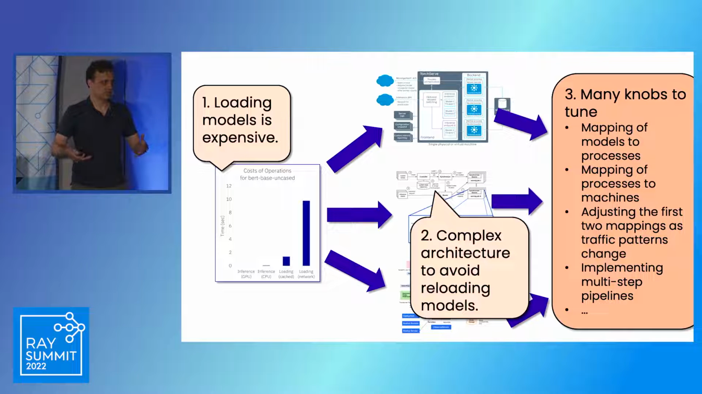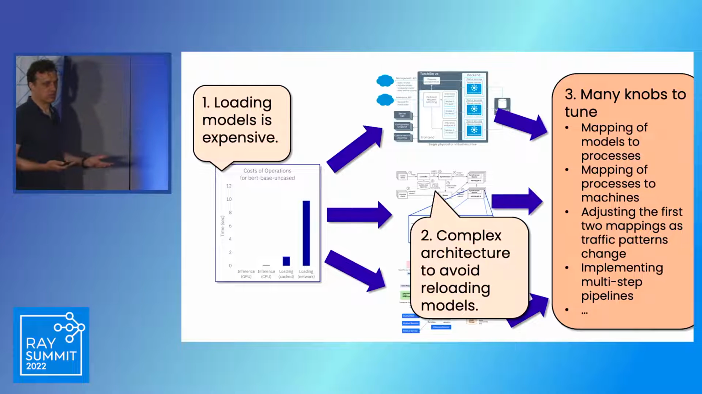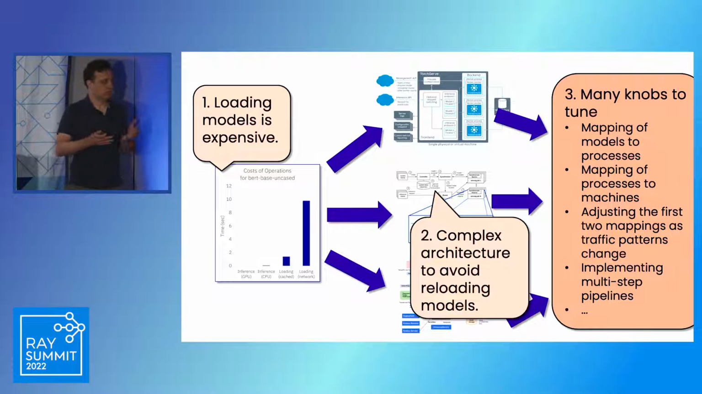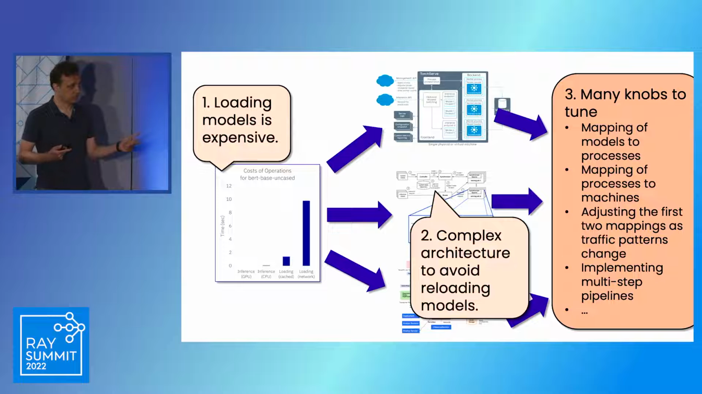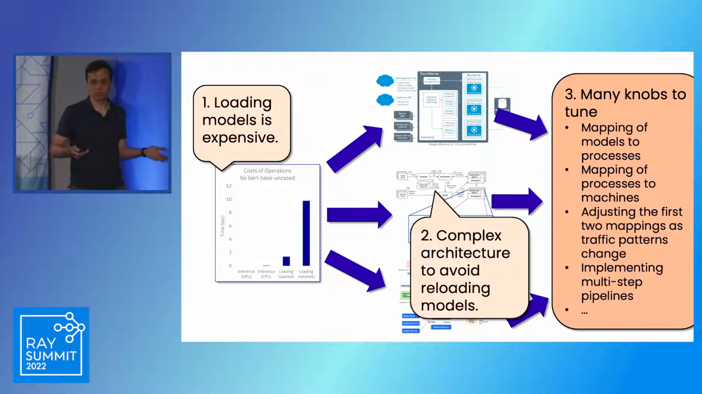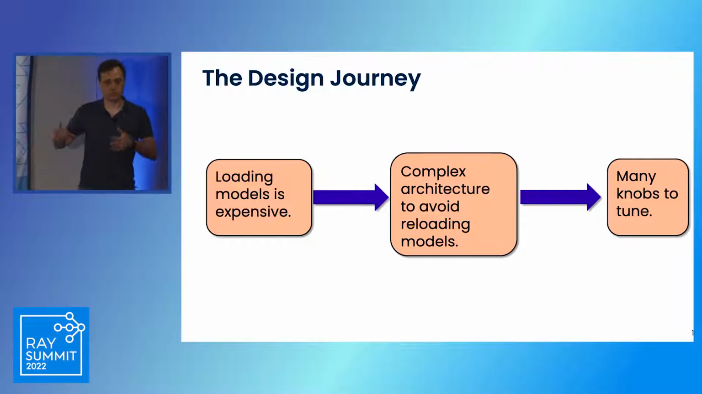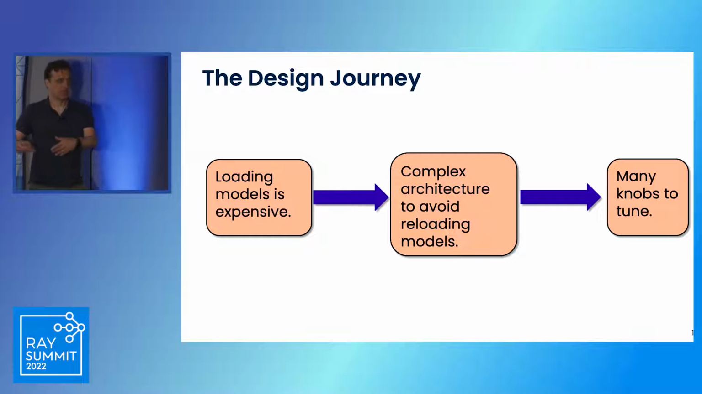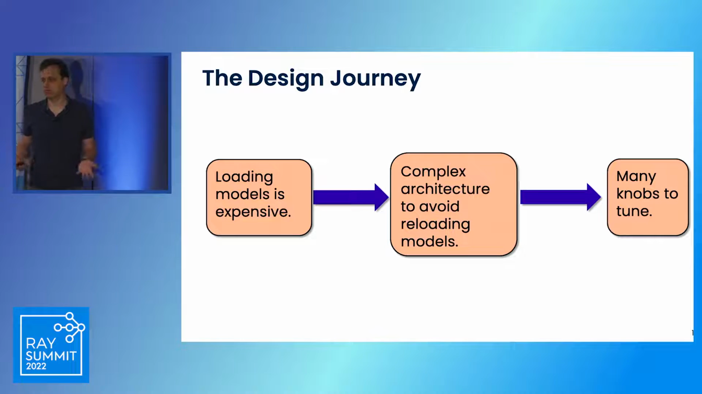And where that in turn leads you, because there are many components in this architecture, is there are many knobs to tune. You need to, as the deployer of these models, control how many copies of each model are running in each process or container. You need to manage how you adjust that allocation as the load on the system changes. You need to manage how quickly you adjust that allocation to avoid oscillations. And you have to deal with the routing of requests among these different containers if you have an application that uses more than one model at a time, and so on, right? So we have this design journey, if you will, that starts out at loading models is expensive, and it kind of ends up in a place where you have lots of boxes and arrows and lots of knobs to tune.